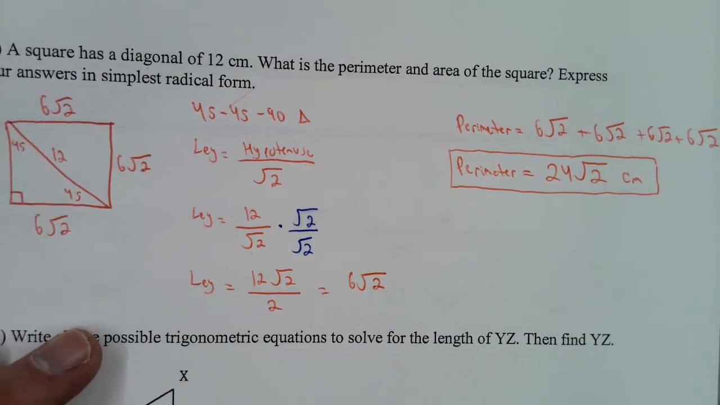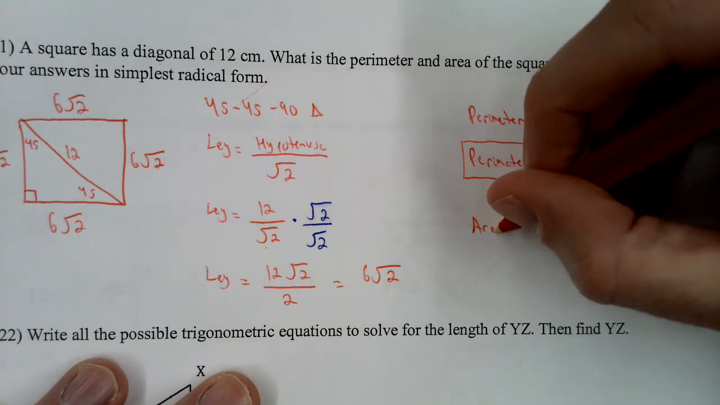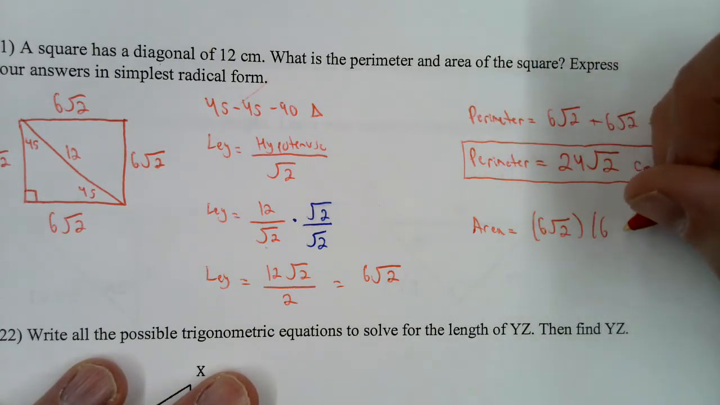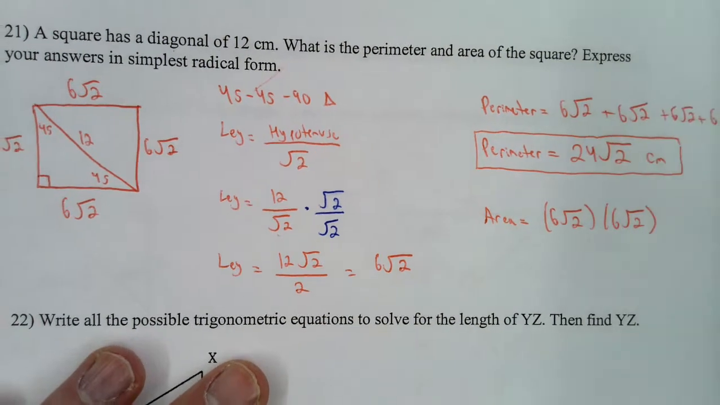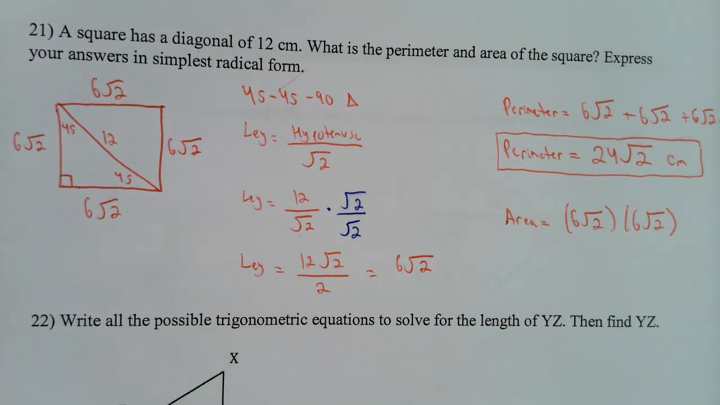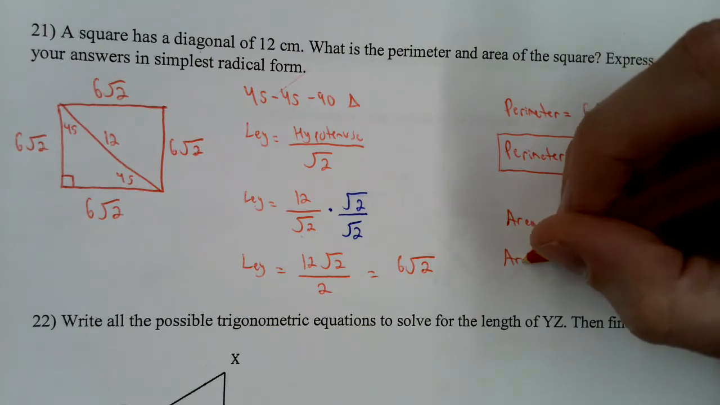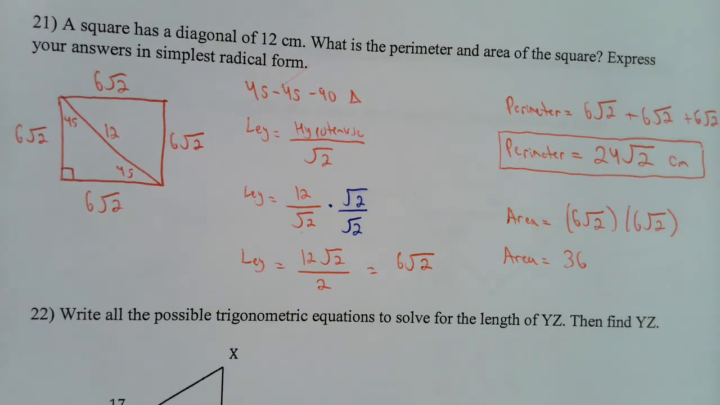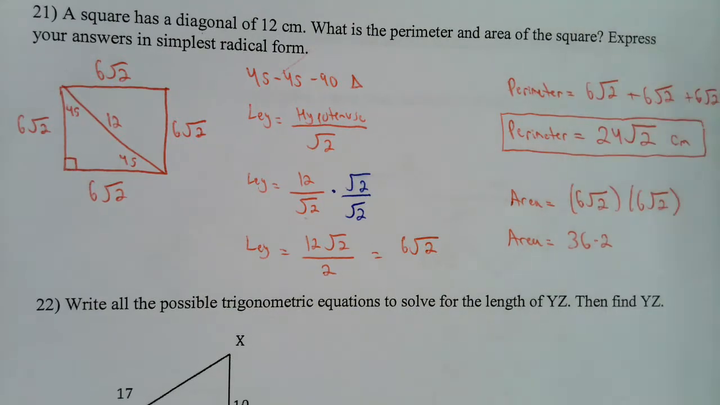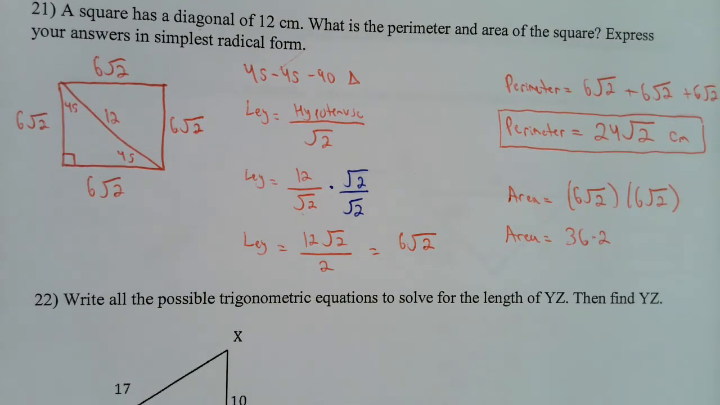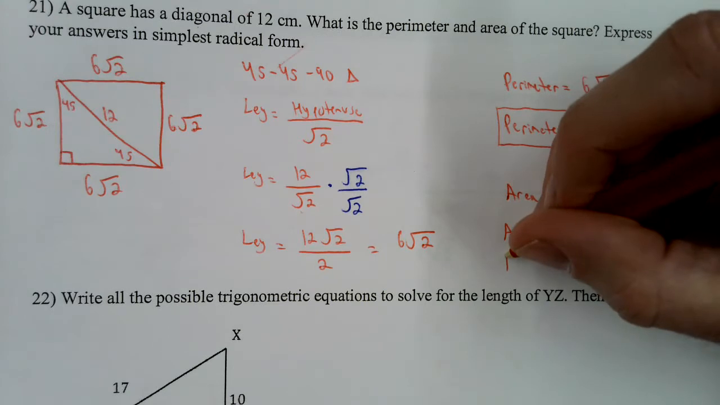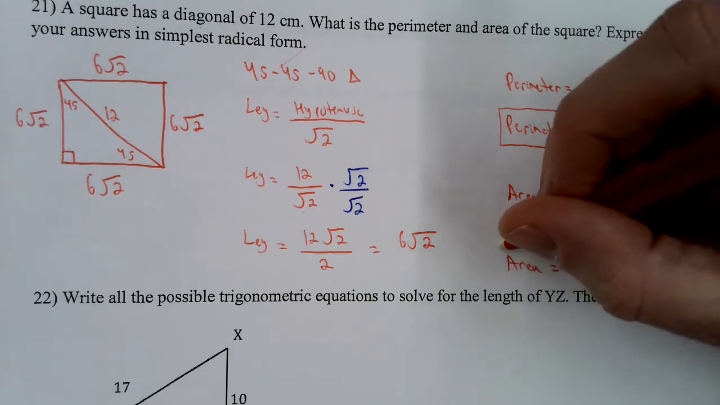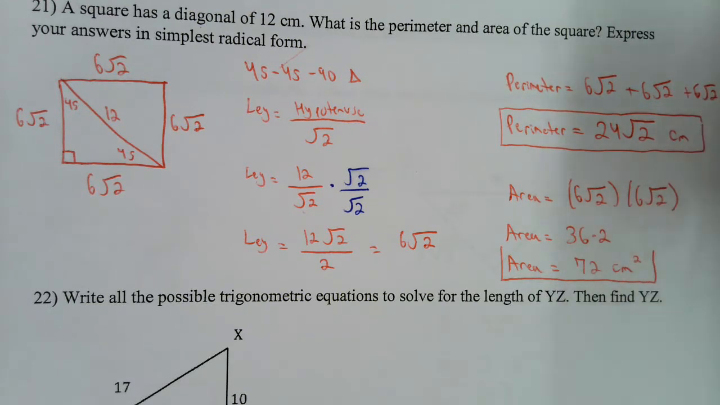And for the area, you're just going to do 6 square root of 2 times 6 square root of 2. So 6 times 6 is 36. The square root of 2 times the square root of 2 is 2. So area is going to equal 72 centimeters squared. I know we haven't done area yet in this class, but those units are squared.